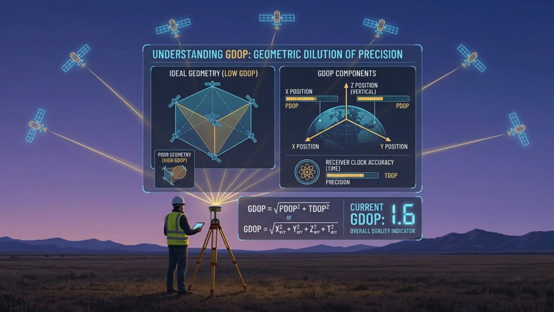Let's start with GDOP, Geometric Dilution of Precision. GDOP represents the combined effect of satellite geometry on position accuracy and receiver clock accuracy. Technically, GDOP includes the X, Y, Z position errors plus time error. So it gives an overall quality indicator of the satellite configuration at a given time. A lower GDOP value means the satellites are well distributed across the sky.